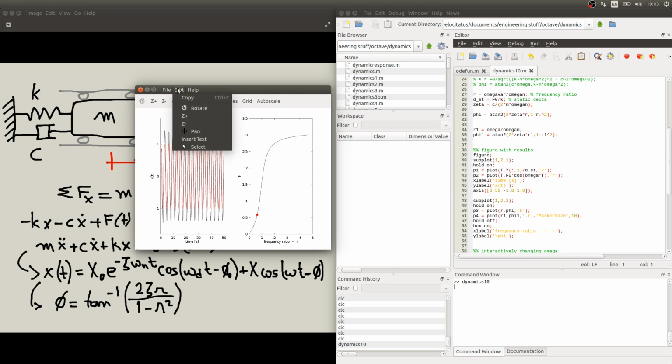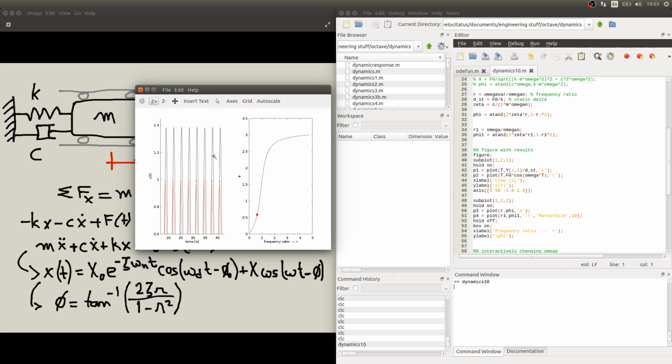So if we zoom out a bit this response, you can see that the peak on the displacement is a bit further forward on time regarding the peak in the force, which is here in red. So this difference from where the peaks on the displacement and the force are is exactly the phase angle.